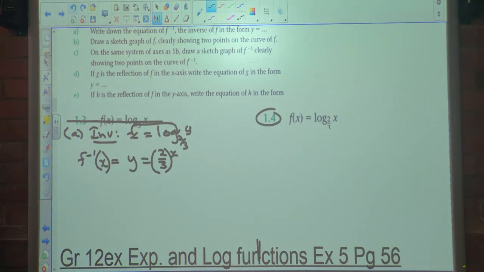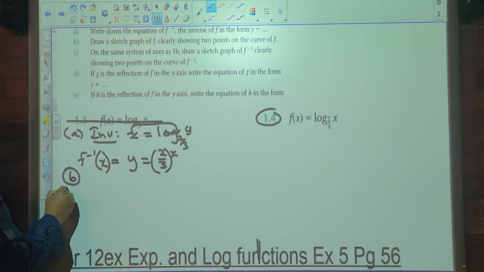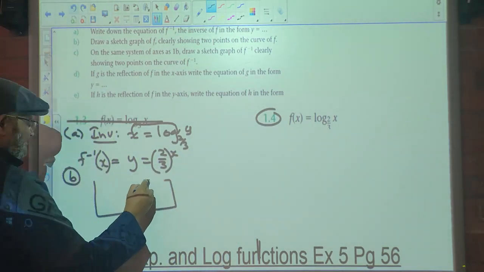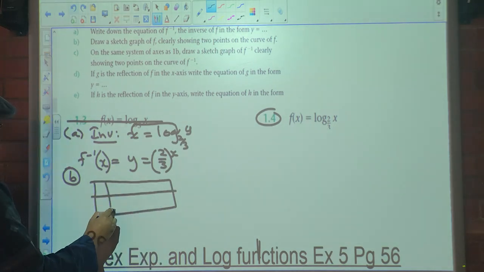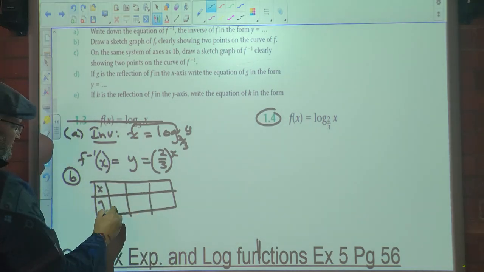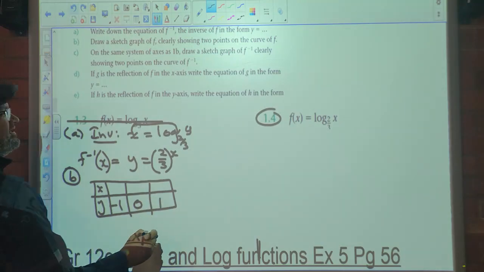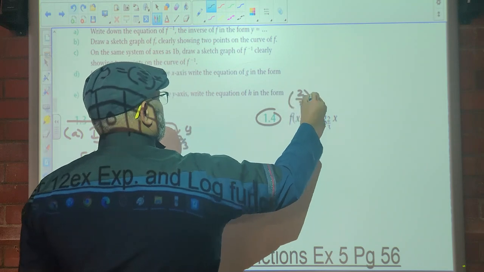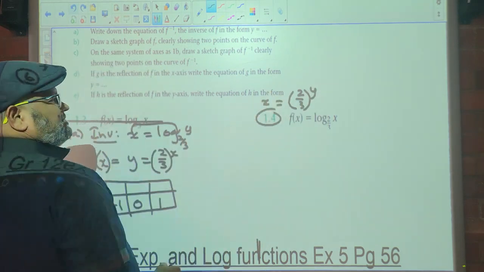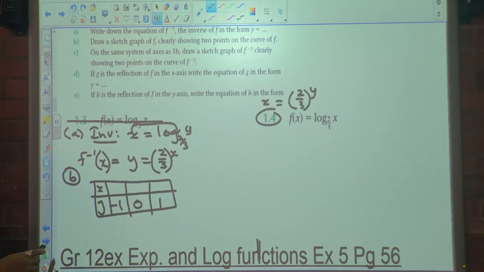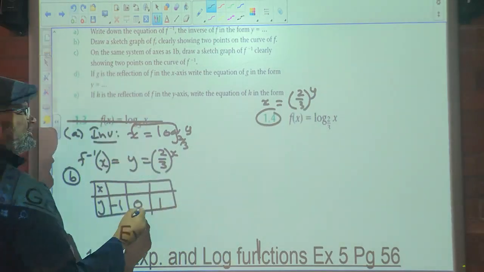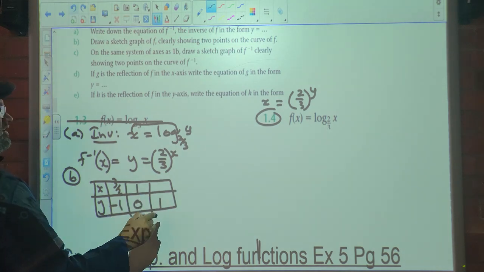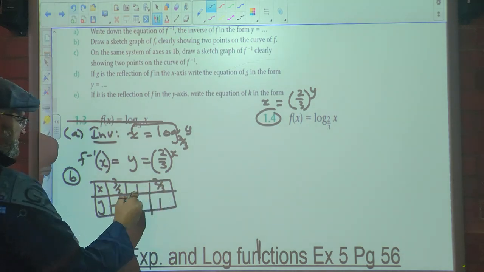Okay? B. It asks you to sketch the graph of the function. So for the log graph, put -1, 0 and 1 here. Remembering that this could also be written as 2/3 raised to the y. Okay? So if y is -1, x is 3/2. If y is 0, x is 1. If y is 1, x is 2/3.